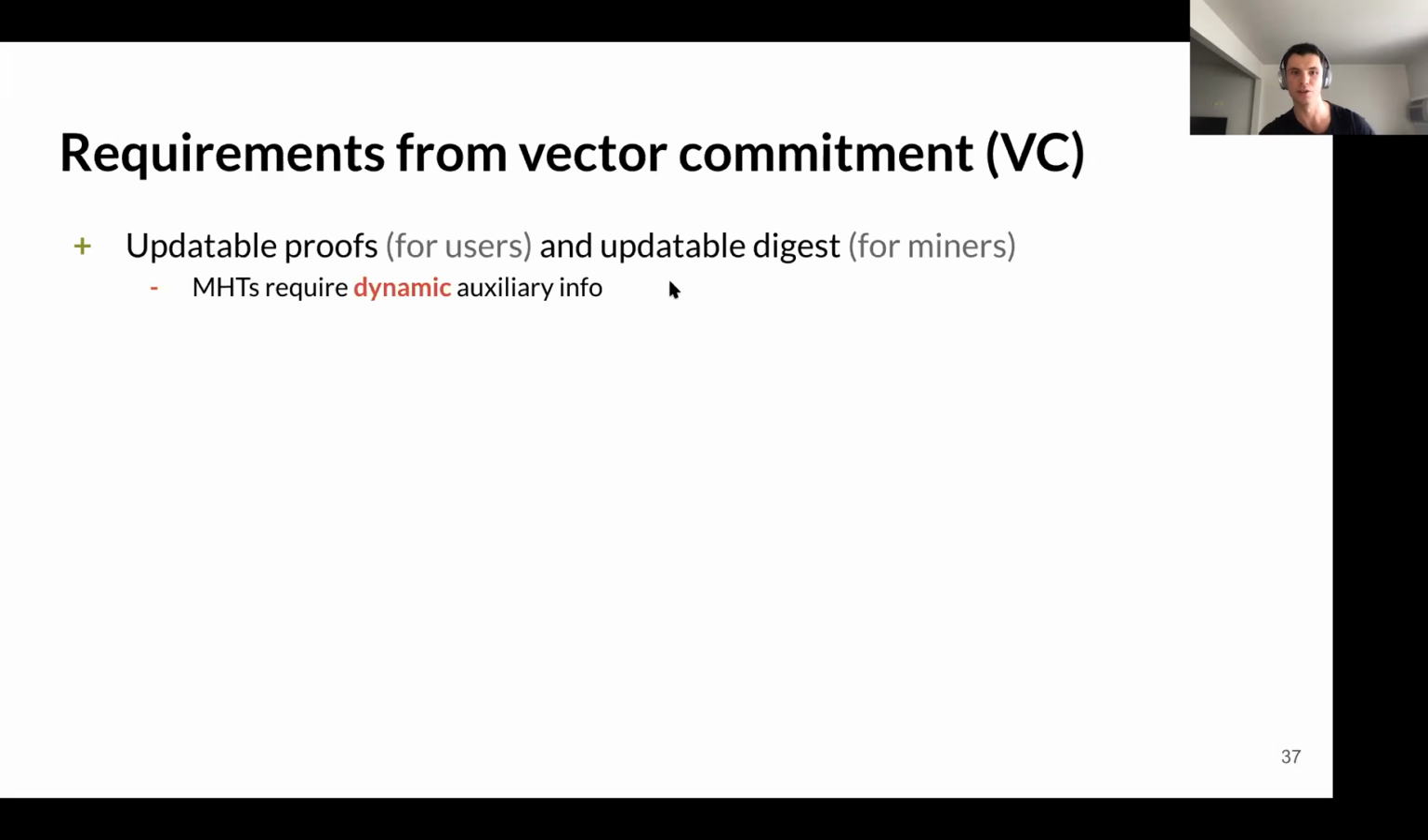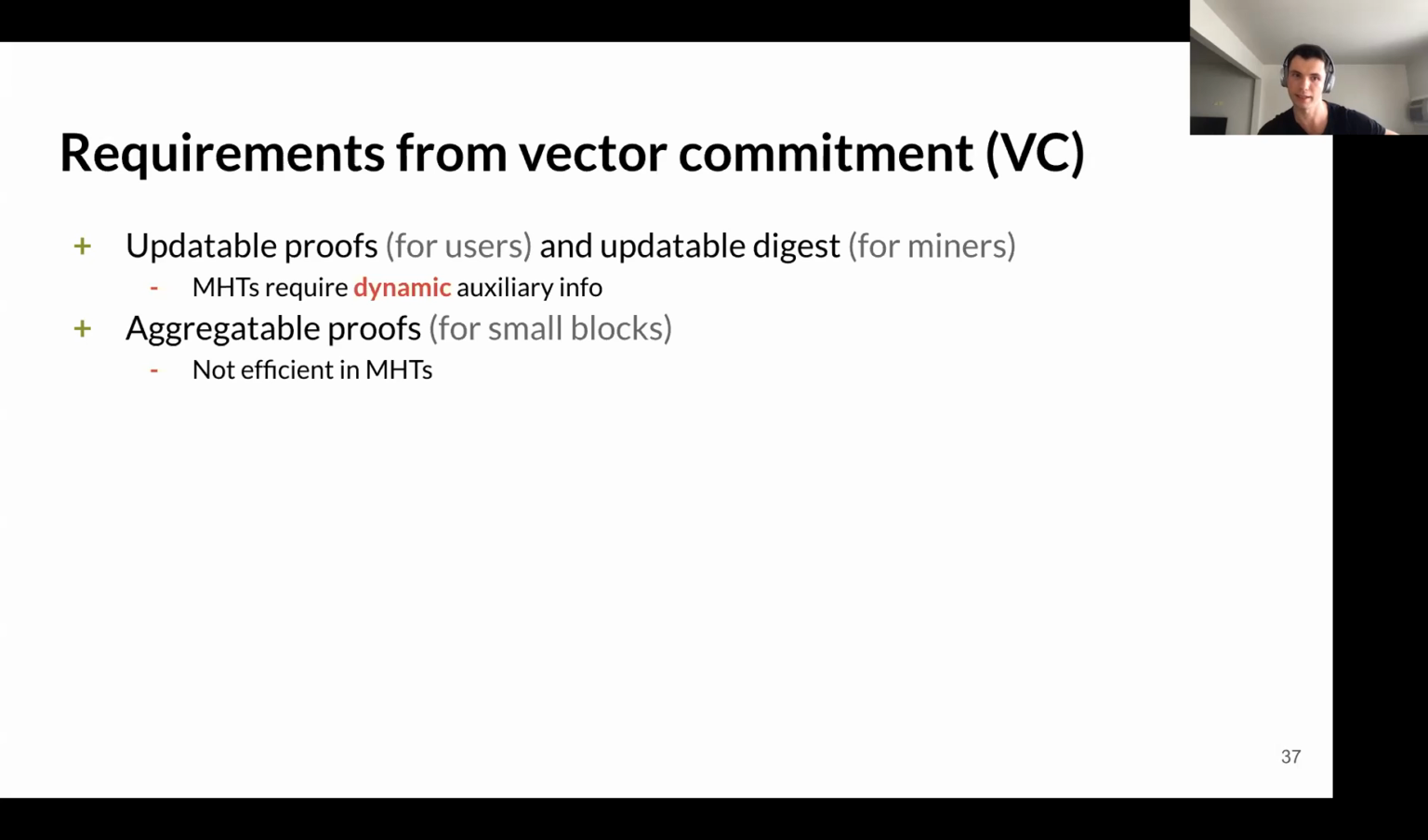So it'd be really nice to do these updates without dynamic auxiliary info. Static auxiliary info would be perfect, for example. And finally, we also need aggregation for proofs because we have a bunch of transactions. Each transaction has its own proof, pi_i, with respect to the digest D in the current block, and that adds a lot of overhead to the block. So it would be really nice to aggregate it.